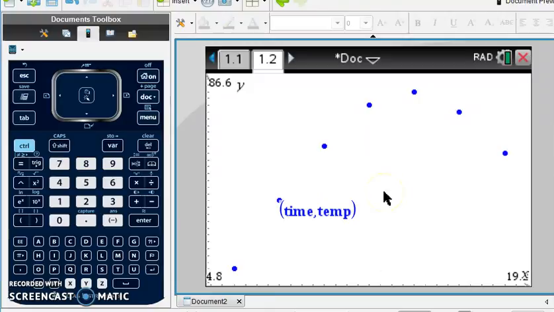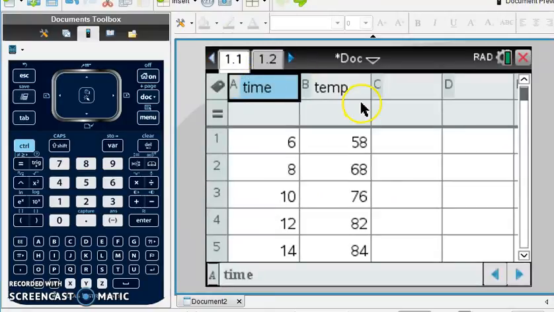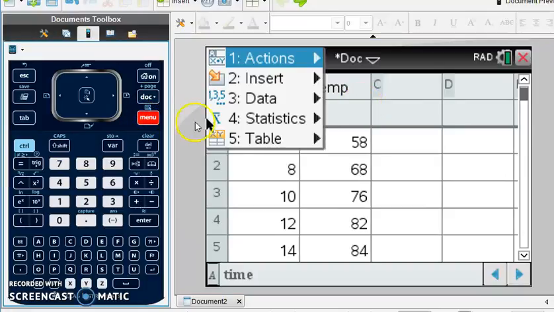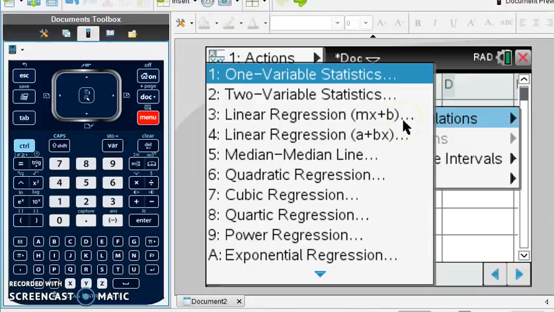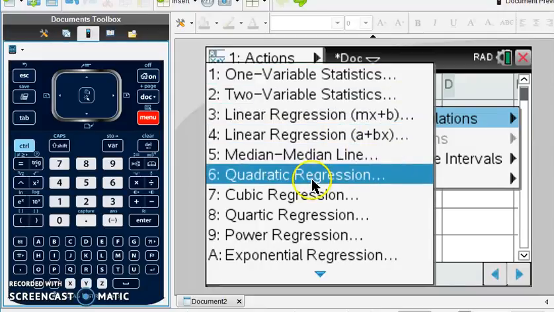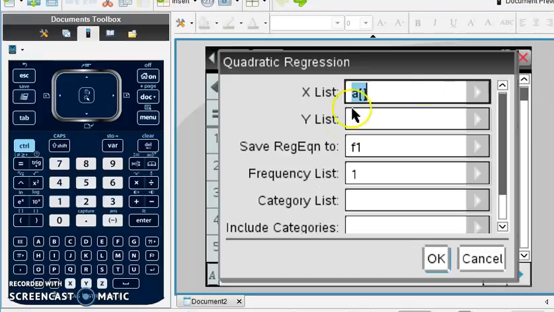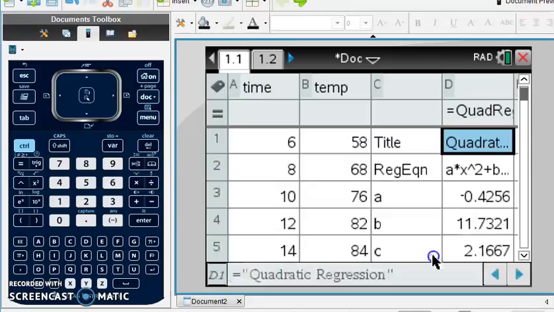Now we're going to go ahead and do our regression. Now that I've seen the scatter plot as well as entered my data, to do the regression I need to do menu, statistics, stat calculations, and this is a quadratic regression, which we can see is option 6. My X values were time, my Y values for temperature, so X list is X values, Y list is Y values. I've got time and temperature. I use my drop down tabs. Everything else in here is going to just be left the way it is. I hit OK, and here is my regression.